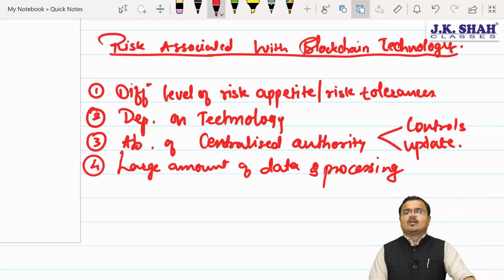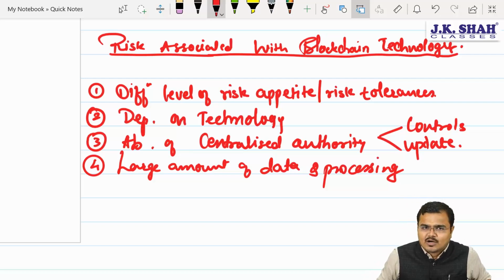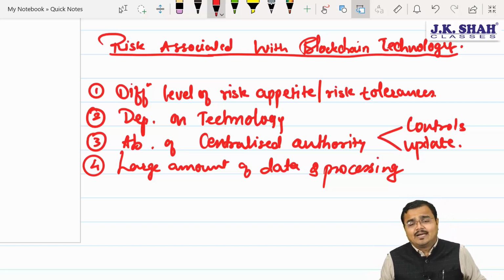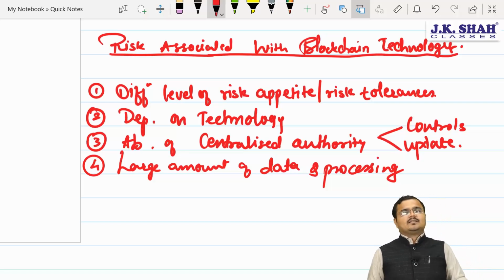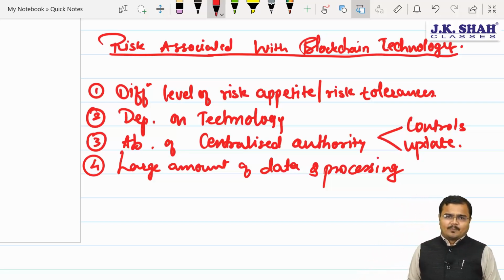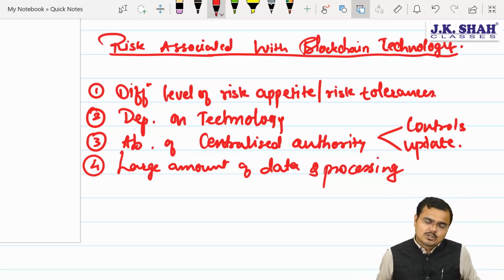First of all, different levels of risk appetite and risk tolerance of the organization, in which we are completely unable to determine the set of controls to be implemented. Second, the technology could be easily tampered with, hacked by hackers and others, so there is a technological risk which we cannot avoid, chartered.